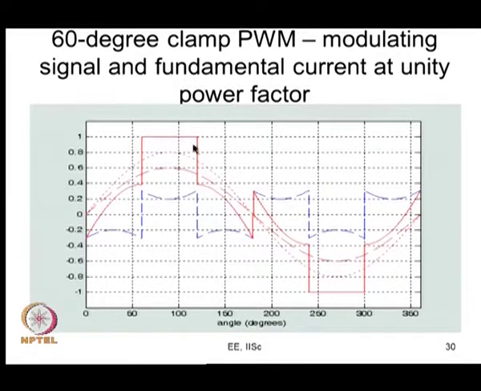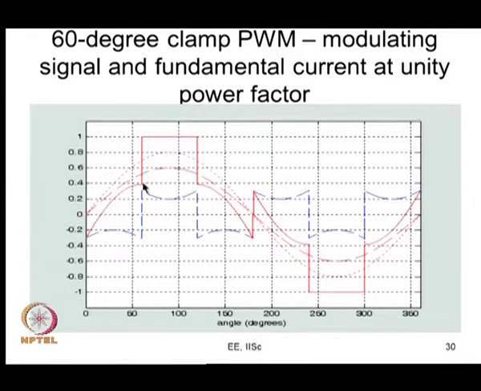Since it clamps for 60 degree durations continuously, you can call it continual clamp PWM, and as this 60 degrees is in the center of this 180, the positive half cycle, we call it 60 degree clamp PWM here. So when we say 60 degree clamp PWM, we mean a phase is clamped during the middle 60 degree duration of its positive half cycle, and again during the middle 60 degree duration of its negative half cycle. Okay. So this is the modulating signal.